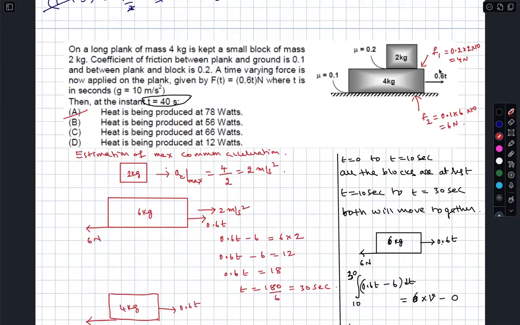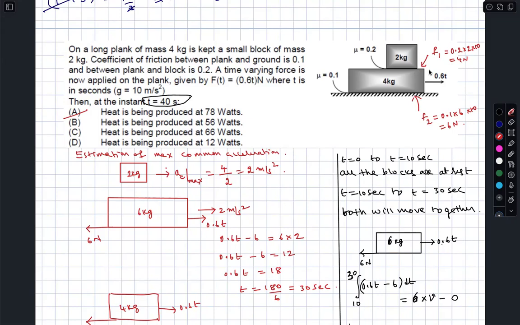Before I start this question, I told you very clearly, mu is 0.2. Here the force of friction, you can see, is 0.2 into 2 into 10, 4 newtons. Maximum is 4 newtons here. Across here, maximum is 0.1 into 6 into 10, 6 newtons. First step is identification of this, followed by the next stage of the problem, estimation of common acceleration.